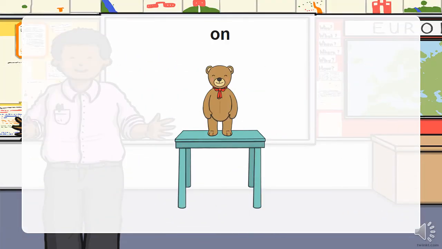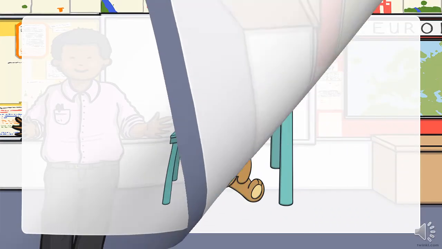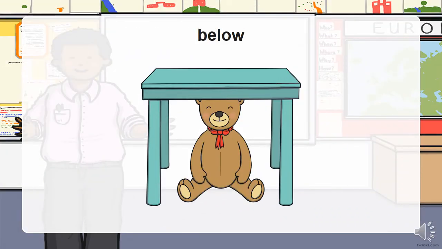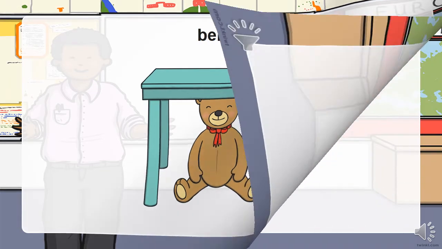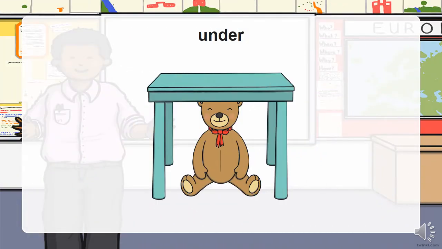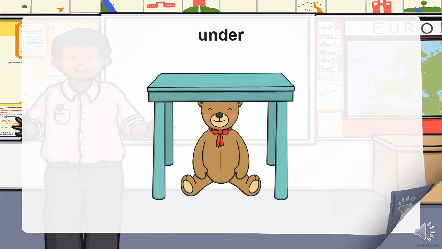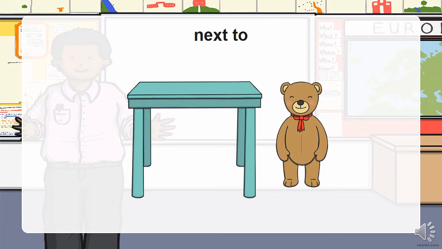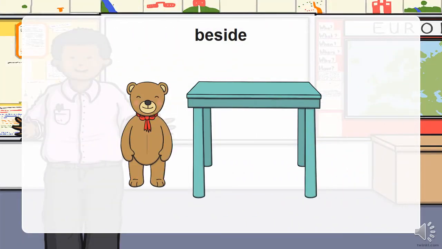The bear is on the table. The bear is below the table. The bear is under the table. The bear is next to the table. The bear is beside the table.